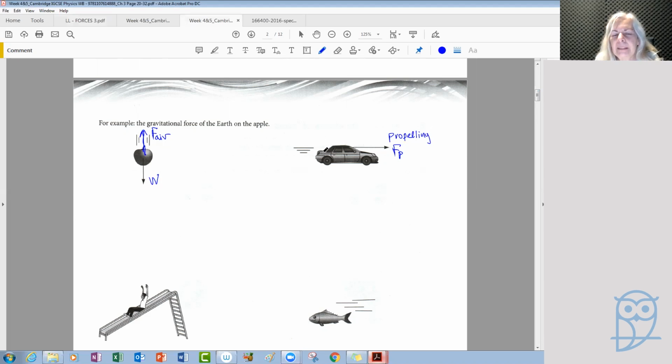engine. But there is another force acting on the car which opposes the motion of the car, which usually we call it drag or air resistance or friction or whatever. We can give it the symbol FR if we want to. So this force is exerted by the air on the car. Always the by and the on.